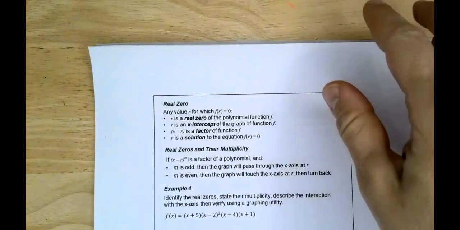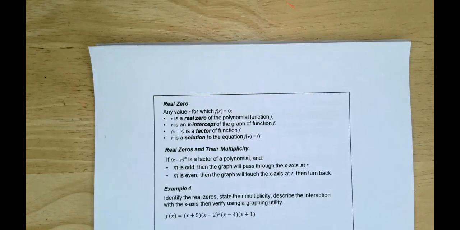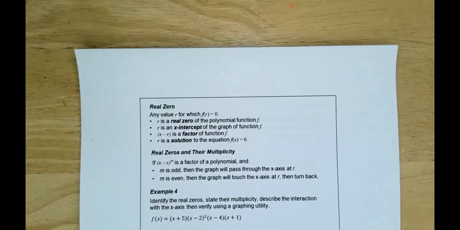Now we are going to talk about something that is quite challenging compared with other parts of today's lesson. Okay? So our only example problem here is f of x equals (x plus 5) times (x minus 2) squared times (x minus 4) times (x plus 1). It's not in standard form because in this example we're talking about real zeros. All right? What is a real zero?